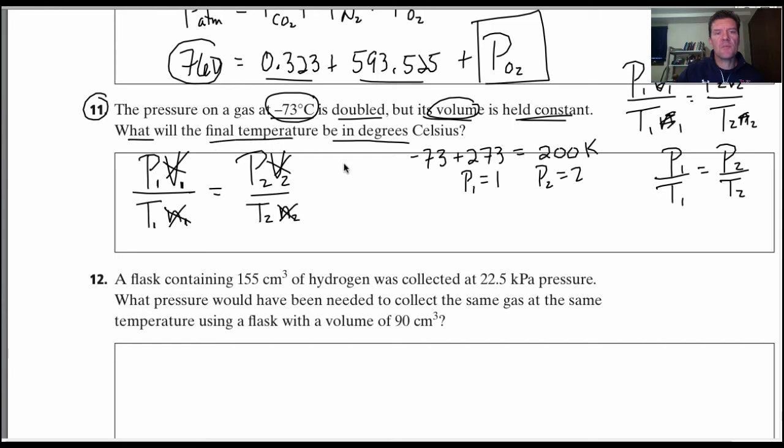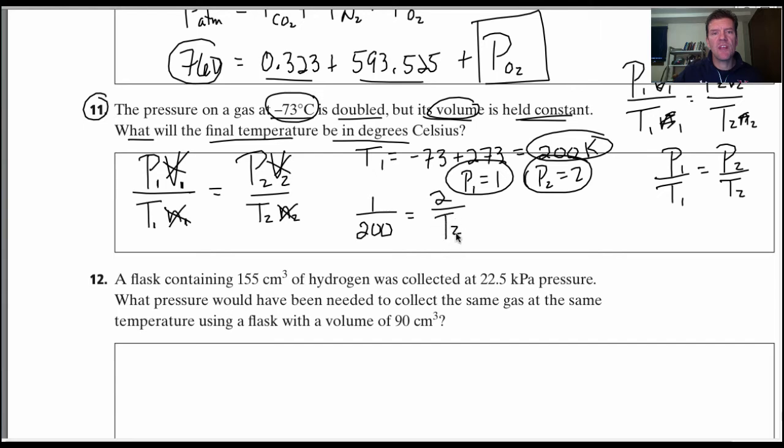What will the final temperature be? So the final temperature, here's what we have. We have initial temperature, T1. We have initial pressure is 1. The final pressure is 2. Okay? We plug in those values. 1 over 200 equals 2 over T sub 2. And we solve for T sub 2. So T sub 2 is going to equal 1 over, if I divide both sides by, oh, there, let's do it this way. Let's do the inverse of both of these.